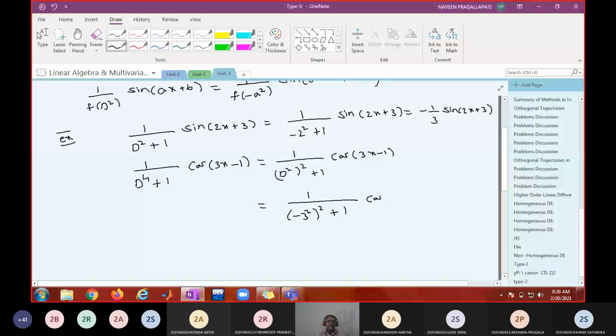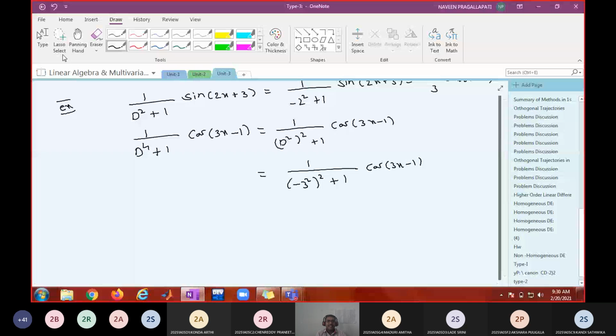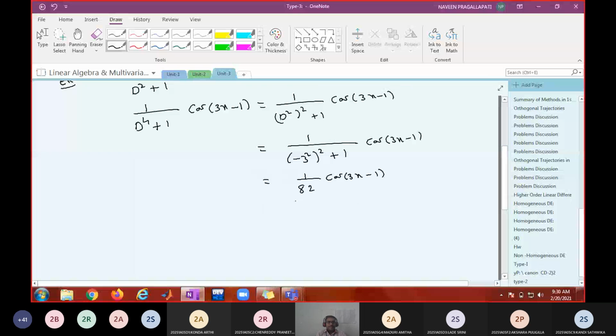Can you tell me what is this? Minus 3 square is minus 9. Minus 9 whole square is 81. 81 plus 1, 82 cos 3x minus 1. Is that okay? So whenever you have like this, then you write it as a function of d square. Or sometimes it may be like this: 1 by d cube plus d sin 3x. Then how do you do this?